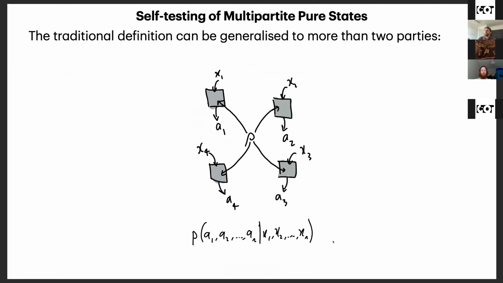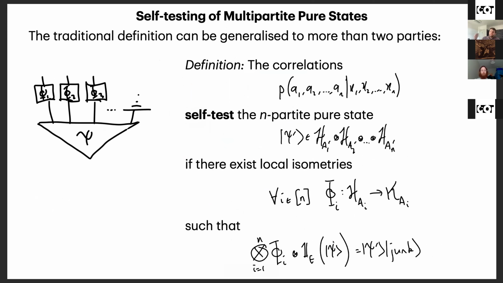n-partite statistics. Okay, and we're just going to go from having local isometries on 2 parties to now having local isometries on n parties. So we say the correlations self-test the n-partite pure state, which is on n systems here. So I've got n Hilbert spaces here, and we say the correlation self-tests this n-partite pure state if there exist local isometries on each of these systems that take you to the target state and some junk.